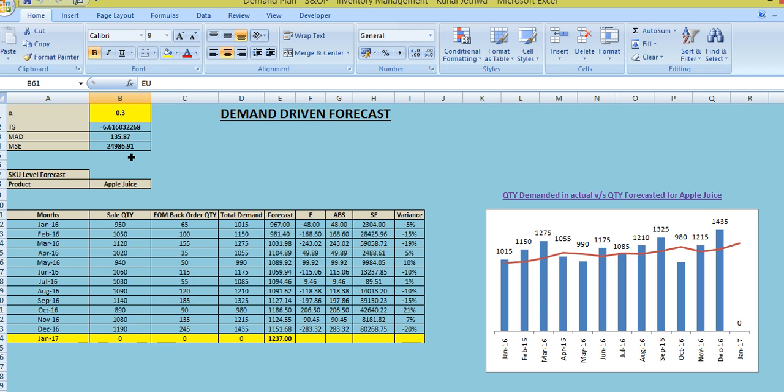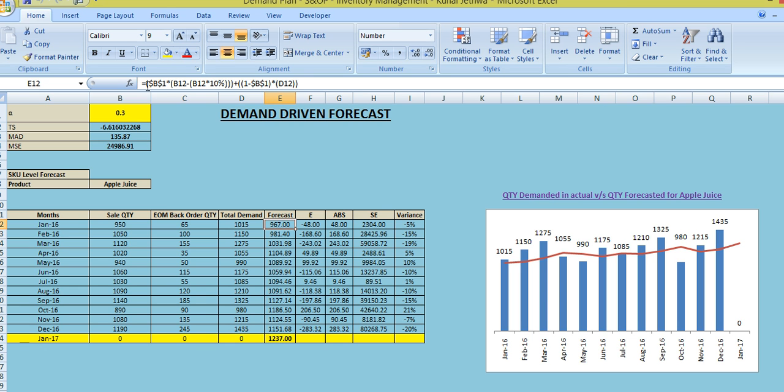So this forecast is basically derived from the demand, that is the orders sold in a specific period, along with the end of the month back orders, which were actually orders from customers, but we were not able to fulfill and execute them. So we call it a demand driven forecast. The total demand for the month of Jan was 1015, and so on and so forth.